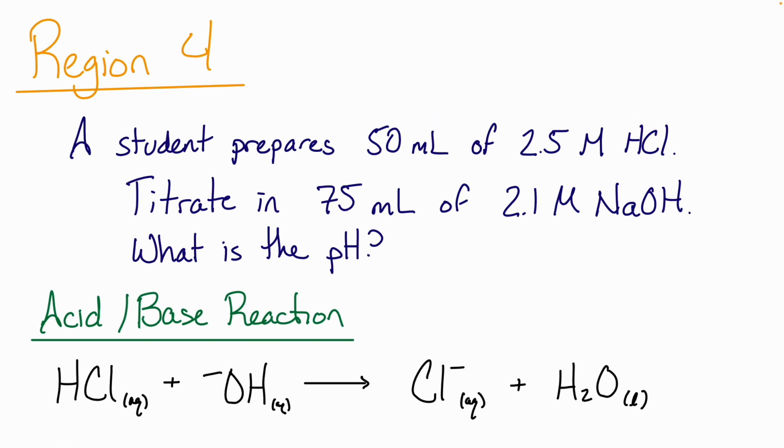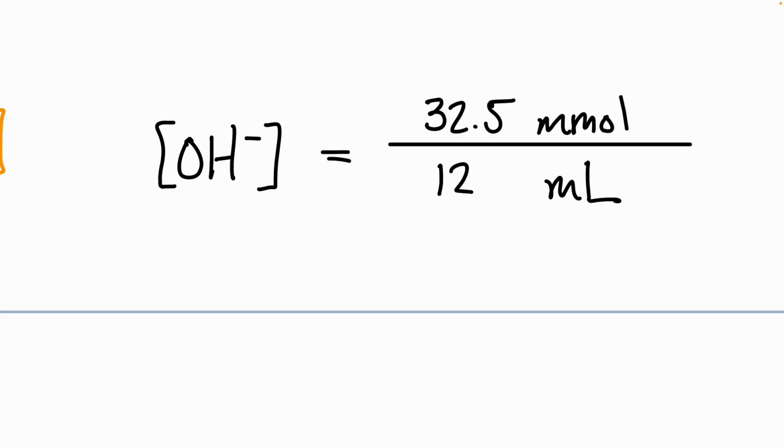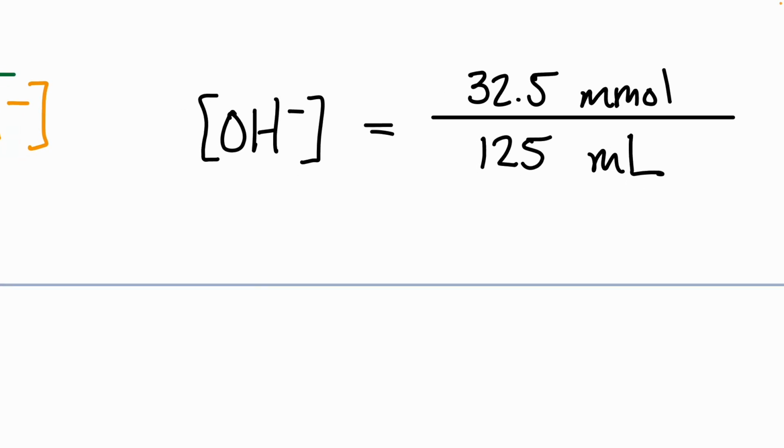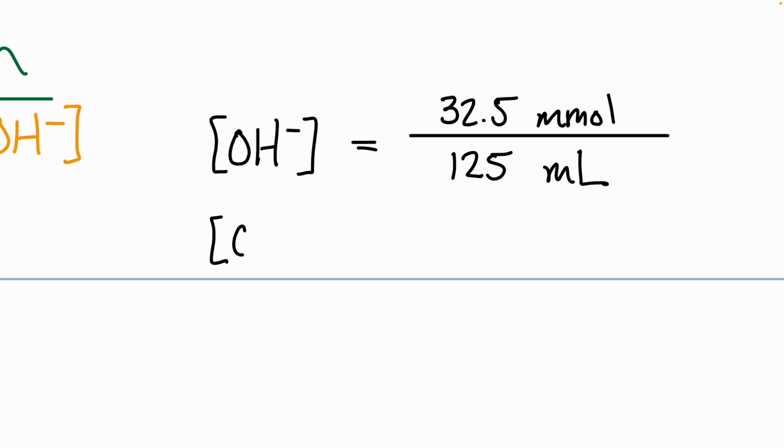And what's the volume of this solution? Is it 50? Is it 75? No, it's the two of them together, right? I've combined those volumes. Now we have a total of 125 mL, meaning that our concentration of hydroxide is 0.26 molar.